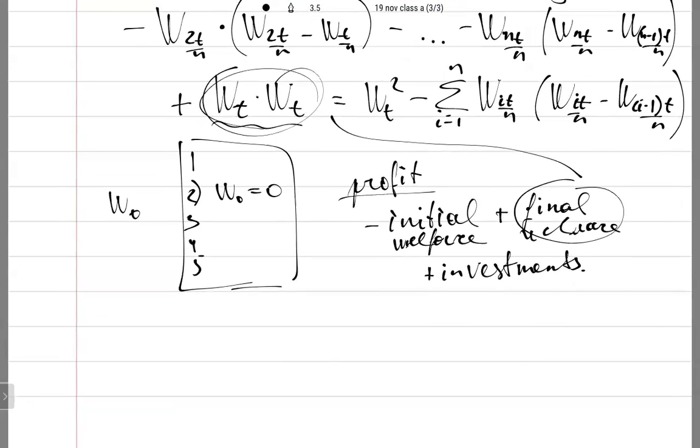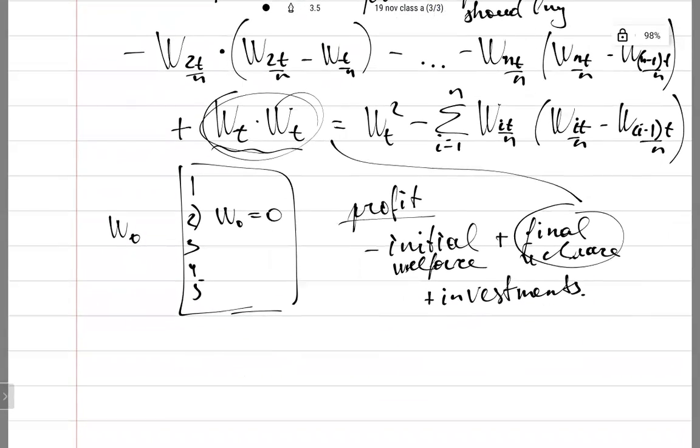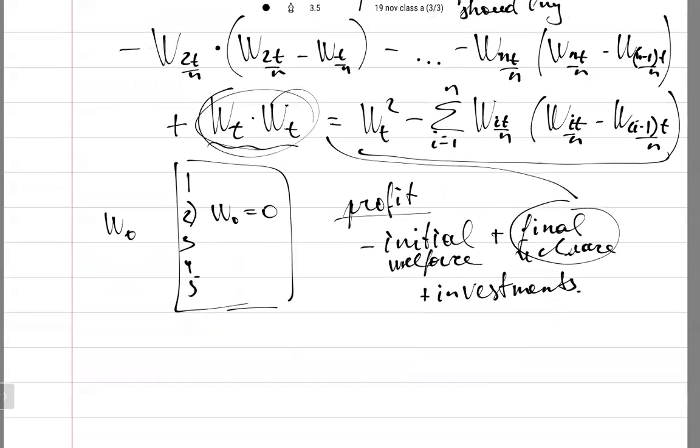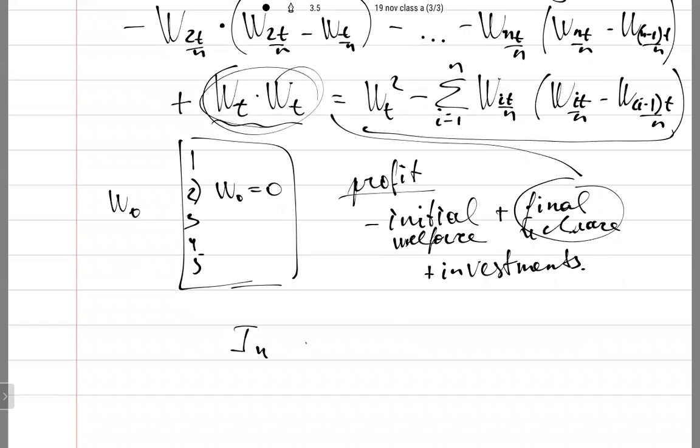Okay. And so now we need to calculate the limit of this sequence of random variables when n tends to infinity. And this will be our integral from 0 to t of w dw. This is the definition of this continuous Itô stochastic integral.